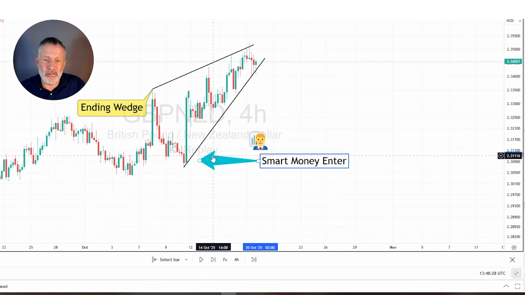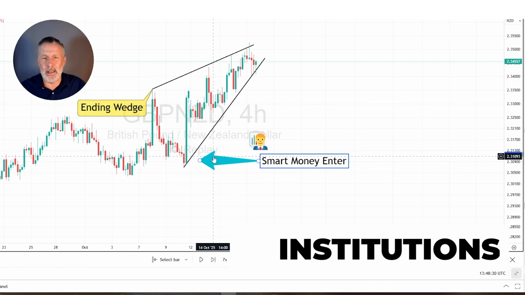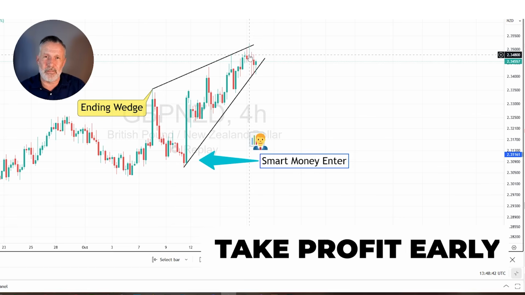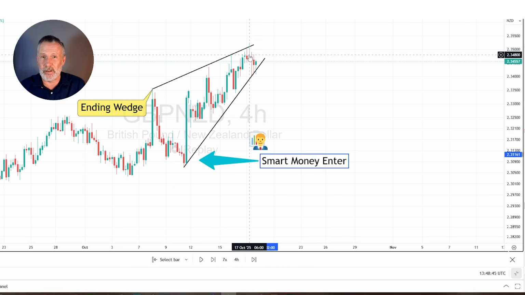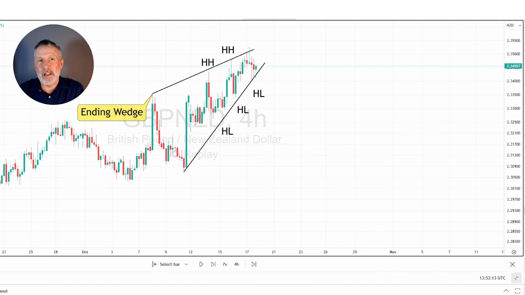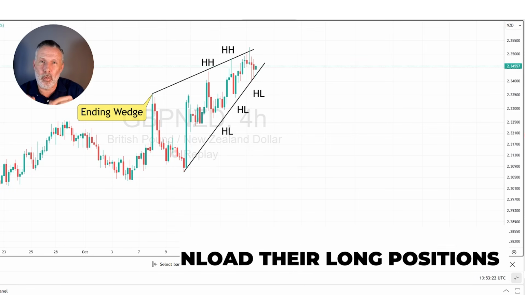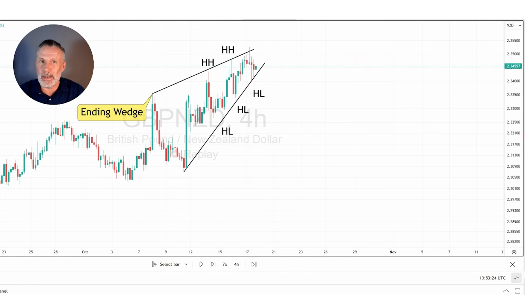Smart money or institutions enter the market and they start building long positions. Although we continue to see higher highs and higher lows, traders begin to doubt the strength of the rally and they start to take profit early. This reduces the upside momentum. Fewer traders are willing to enter this late in the trend, and professional traders and institutions are starting to unload their long positions that they quietly accumulated at lower levels.